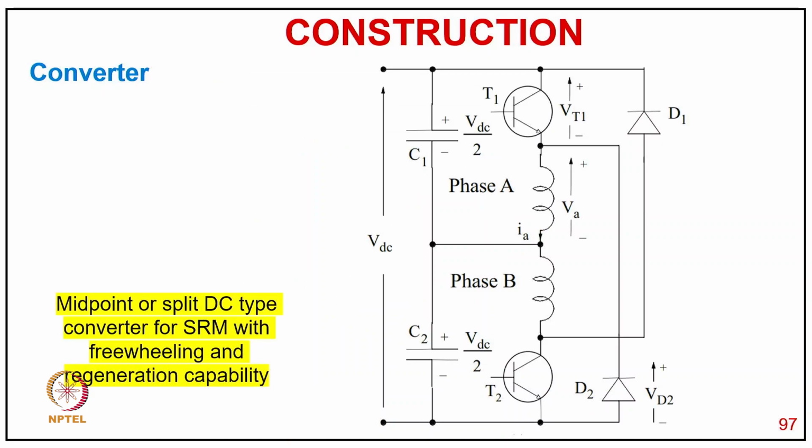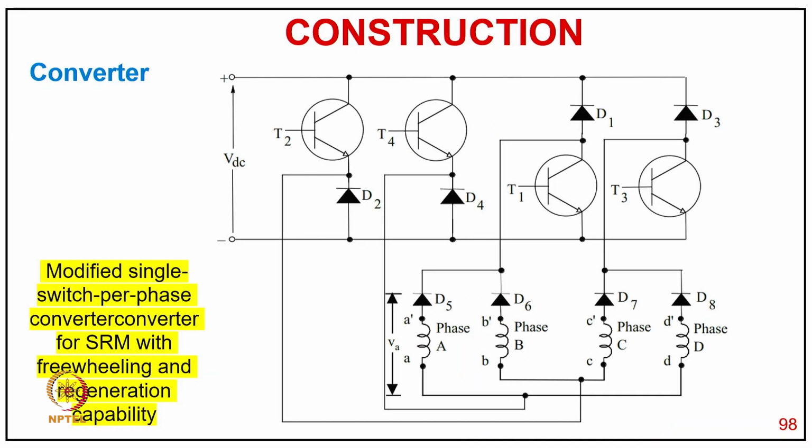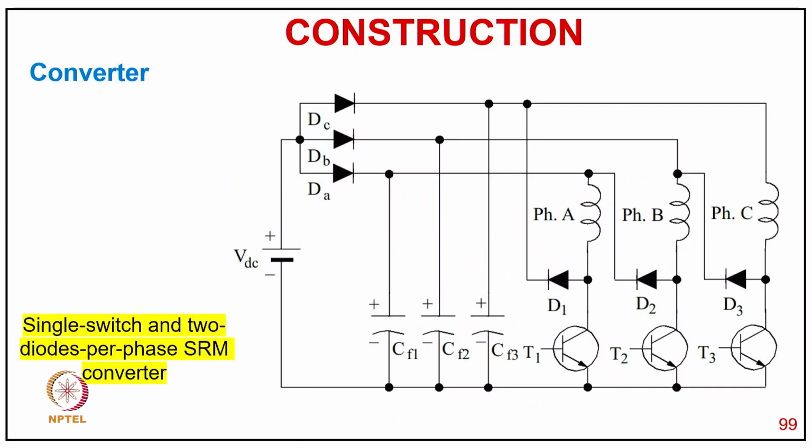Then the converter with midpoint on a split type DC supply for freewheeling is used for an even number of phases, and we use the midpoint so that half the voltage is applied across the phase when the switch is closed. When the switch is off, in the freewheeling action you get a negative voltage because of the diode conduction. Then you have a modified single switch per phase converter with freewheeling and regenerative capability. When you switch on, the phase conducts, and when you switch off, the diode conducts and recovers the energy back.